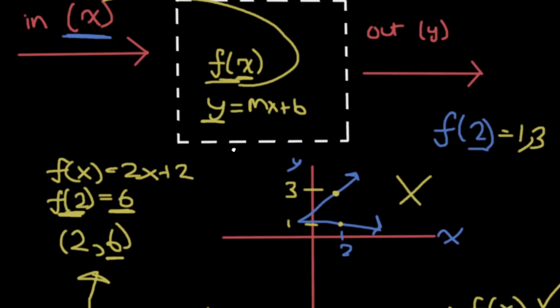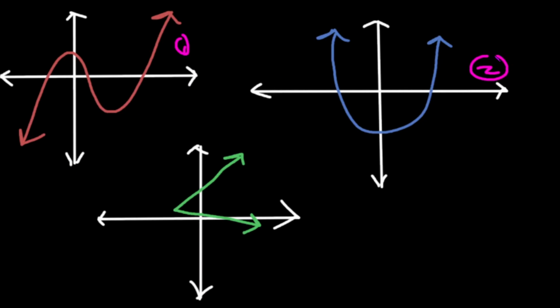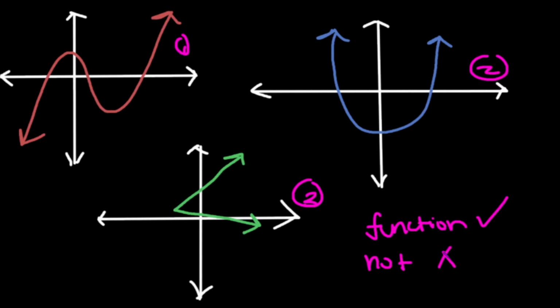Alright, I'll move on to the vertical line test first. The first one, I'll name this the second, and I'll name this the third. The whole point of a vertical line test is, when you are given a graph, to see if it is a function. I'll represent this by a check mark, or if it is not, I'll represent this by an x. Alright, so let's start off with the first one.